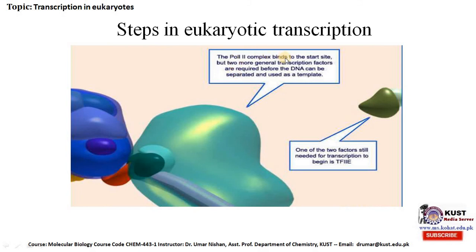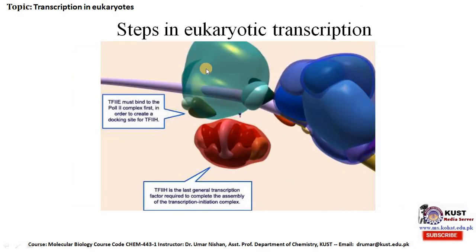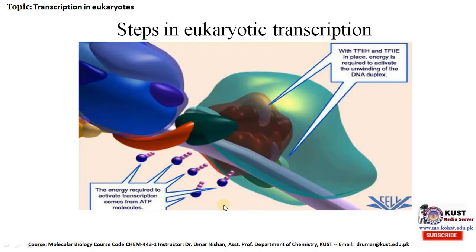The pol 2 complex binds to the start site, but two more general transcription factors are required before the DNA can be separated and used as a template. One of the two factors still needed for transcription to begin is TF2E. TF2E must bind to the pol 2 complex first in order to create a docking site for TF2H. TF2H is the last general transcription factor required to complete the assembly of the transcription initiation complex.